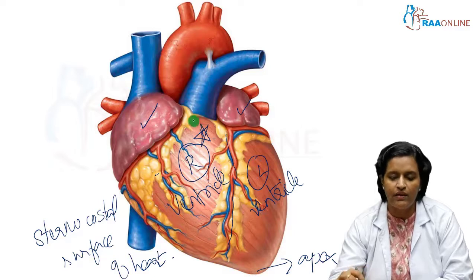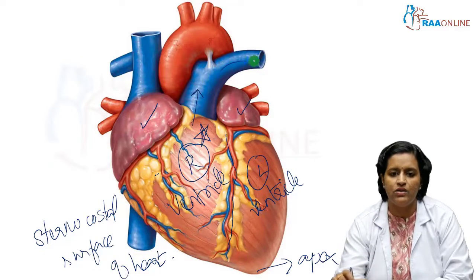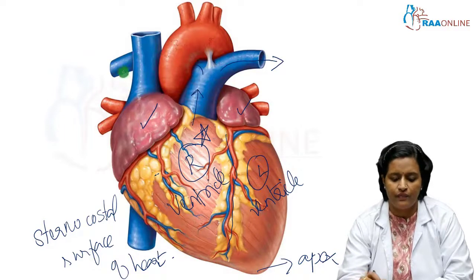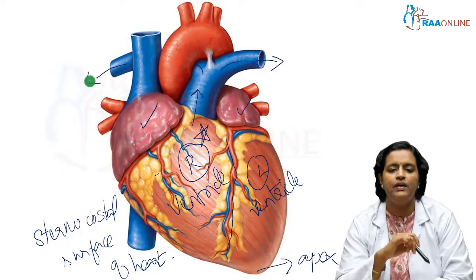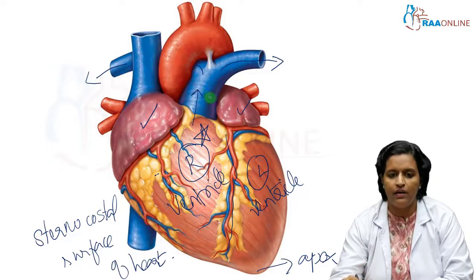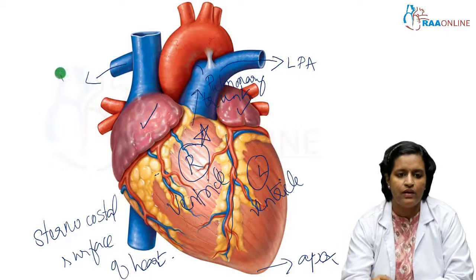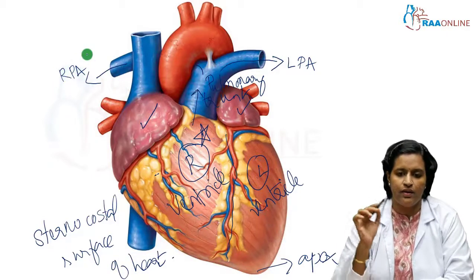You can also see the vessel which comes out of the right ventricle, which is the pulmonary trunk, and the pulmonary trunk divides into the left pulmonary artery, and this one is the right pulmonary artery. So this is the pulmonary trunk. This is the left pulmonary artery. This one is the right pulmonary artery.